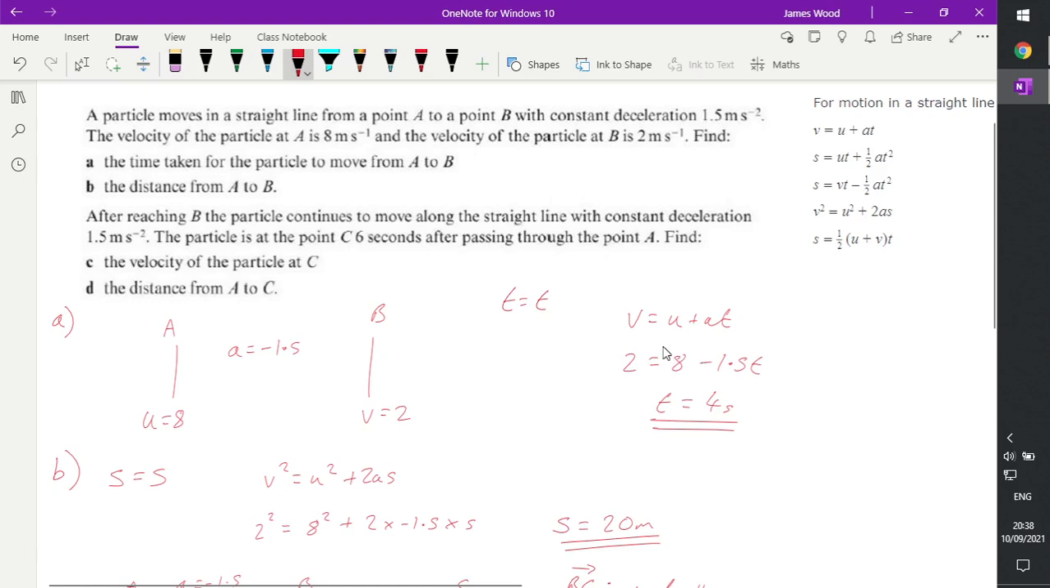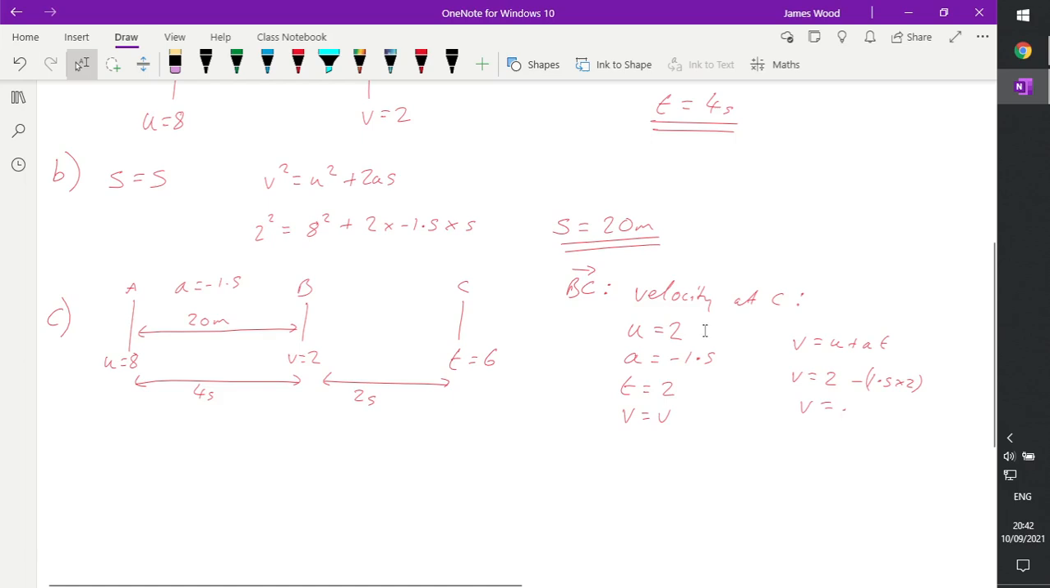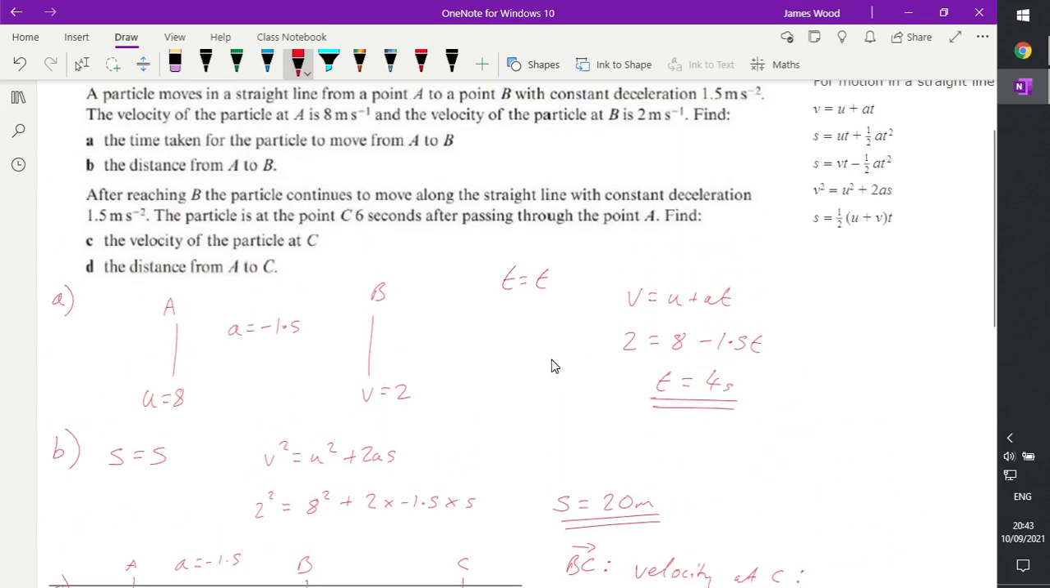Does that make sense? Yeah, so that comes out as minus 1 meters per second. So our interpretation there is just that it is moving right to left rather than left to right once it goes through the point C, which is slightly odd, but there you are. For part D, find the distance from A to C.